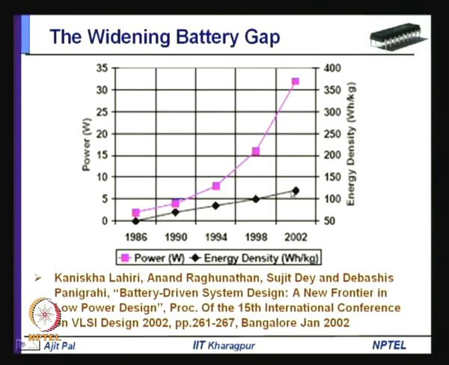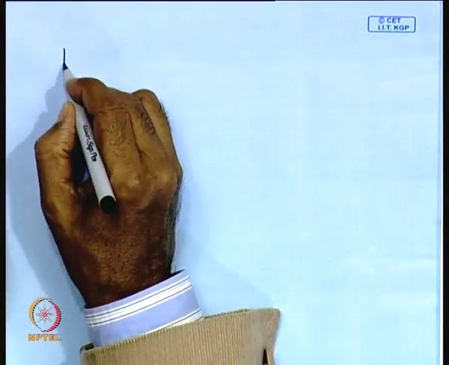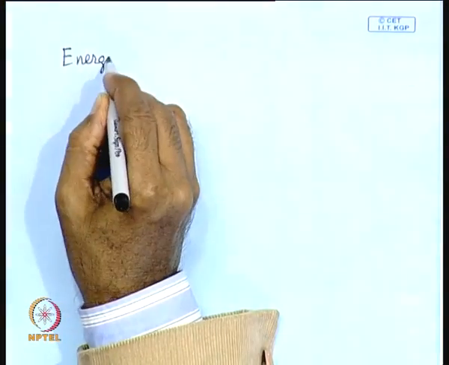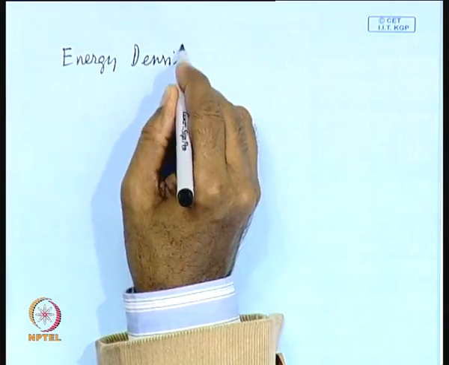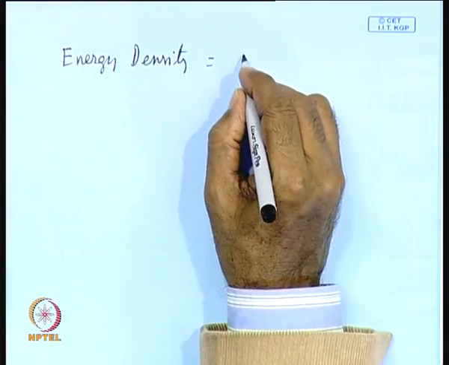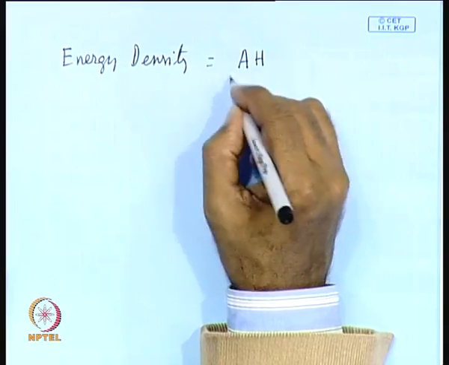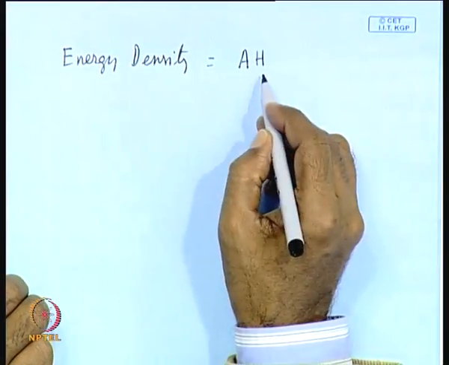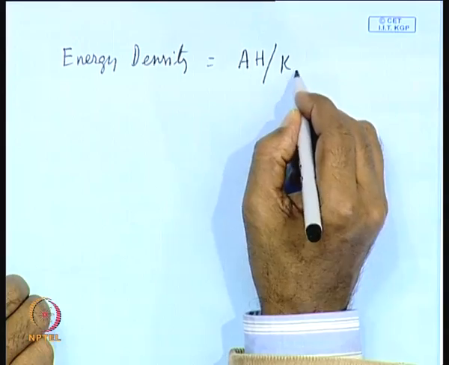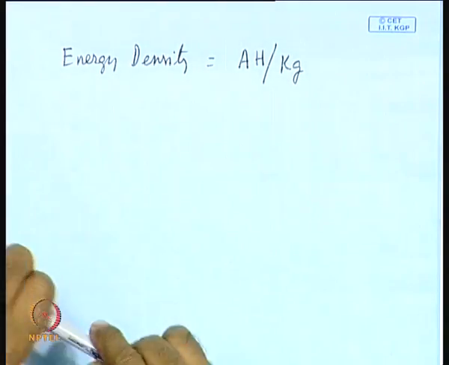That means the energy density is essentially represented by ampere hour per kg, the energy that can be stored in a battery per kg. That means, larger the weight, obviously the capacity will be more. So, per kilogram of battery, what is the energy that can be stored in the battery? That is how the energy density of a battery is represented.